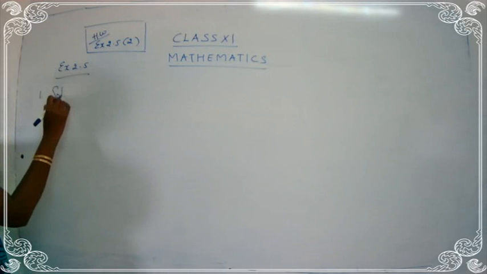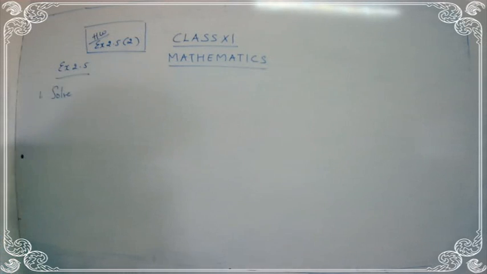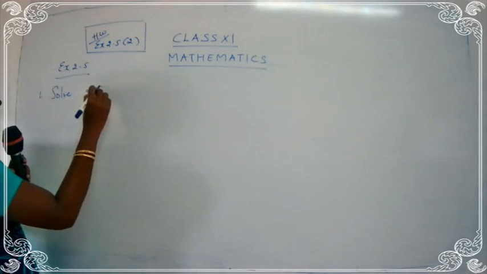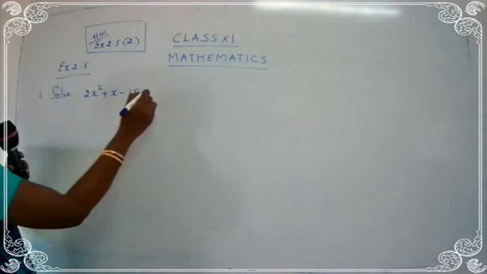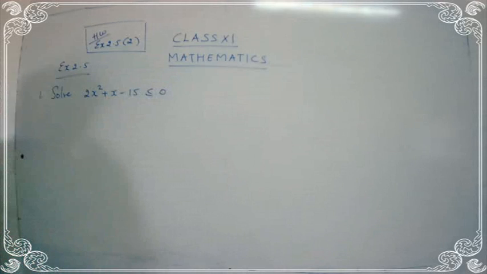Solve 2x square plus x minus 15 less than or equal to 0. So this is the question given to you. Solve 2x square plus x minus 15 is less than or equal to 0. So what we are going to do here is find out the factors of it. Let's find out the factors.